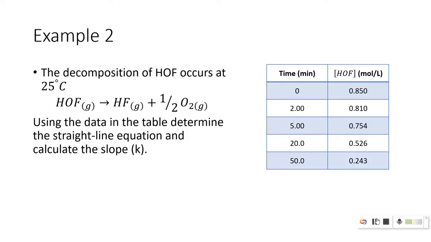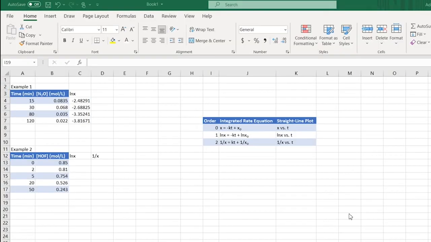All right, now we have this second example. The decomposition of HAOF occurs at 25 degrees Celsius. So using this data in this table, we need to determine the straight line equation and calculate the slope. Let's go over to the Excel. I hope you were able to take a moment to copy down the data that we're about to use.